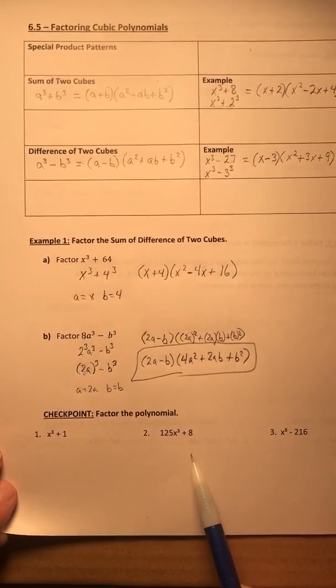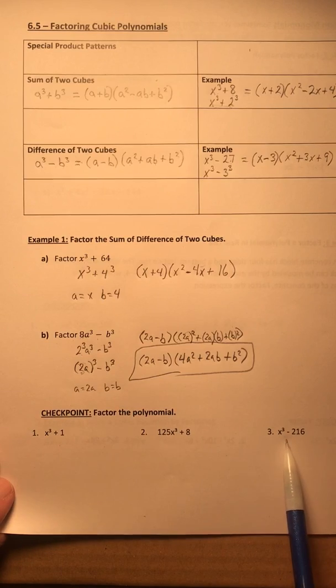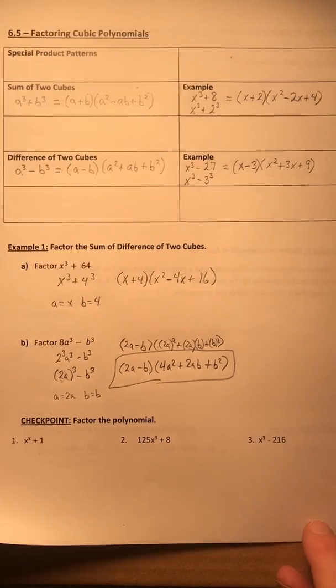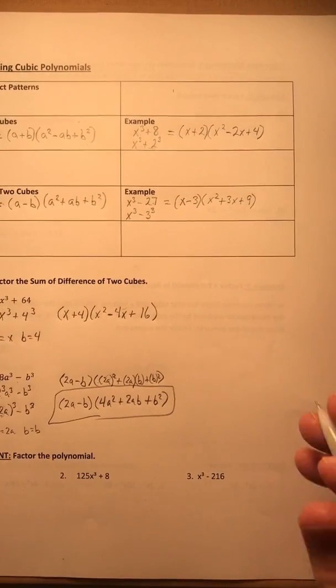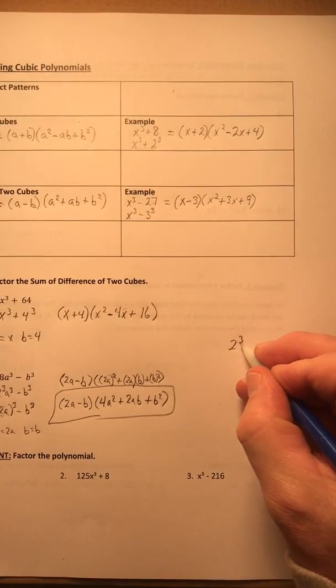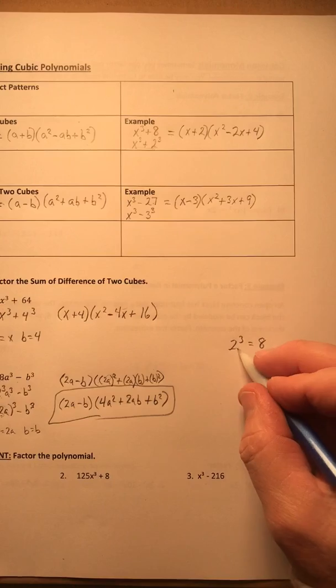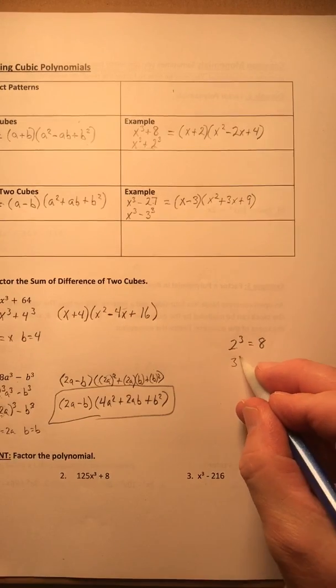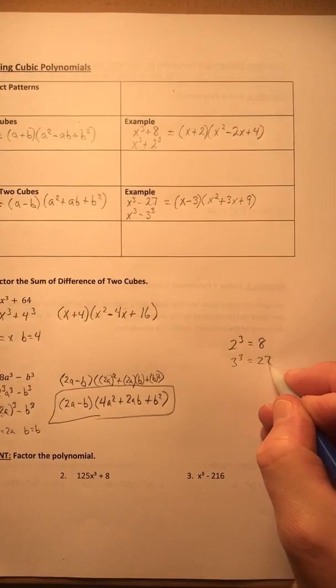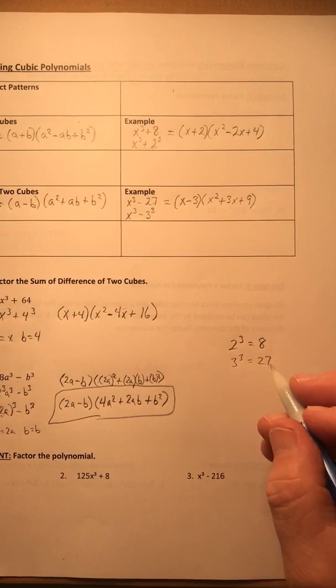All right, so you have this checkpoint. There's 3 problems in this checkpoint. I want you to do all 3 of them. All right, I will give you some hints. All right, so 2 cubed equals 8. So if we have 8, we turn it into 2 cubed. 3 cubed is 27. So if we have 27, we change it into 3 cubed.